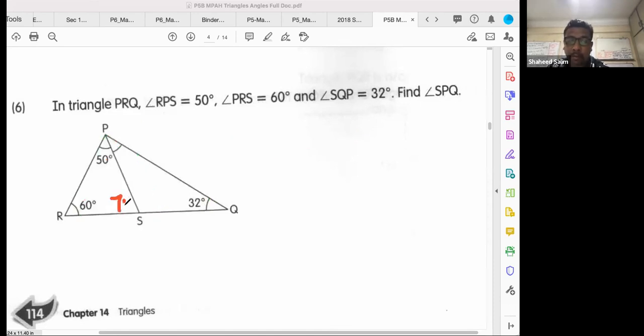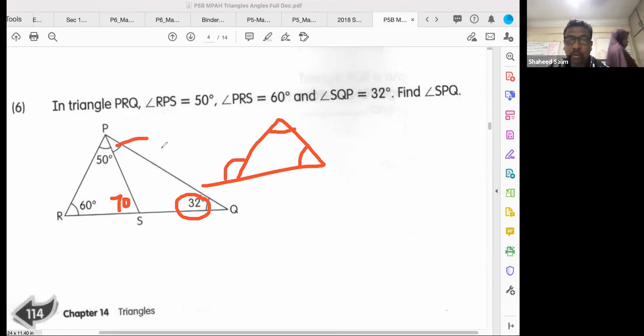Down here is 70, right? We find out. Remember, if you have a triangle like that, the exterior angle is equal to the two interior angles. It equals 32 plus one more, equals 70. Take 70 minus 32, you get 38. Sec2 method. If you don't understand this method, don't use it. It has to be a straight line.